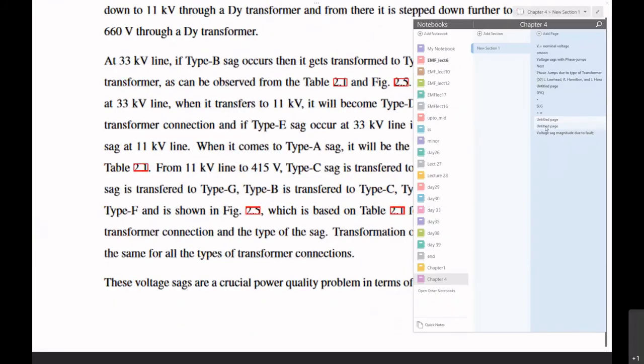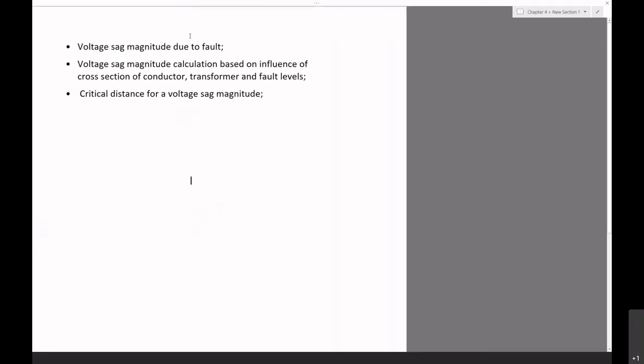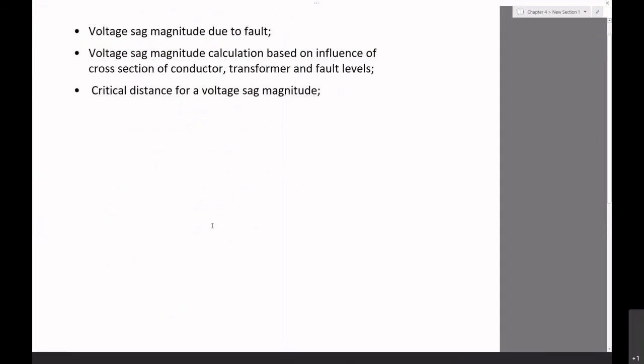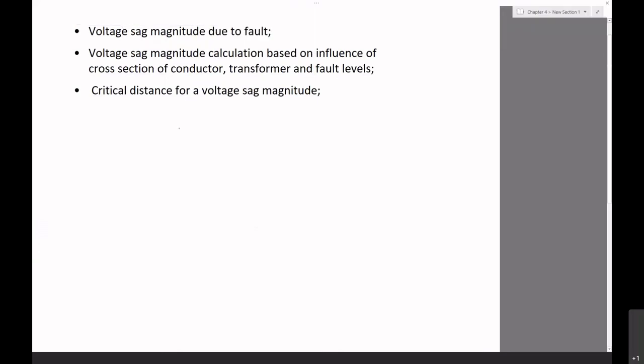In the next class, we'll try to see how the voltage sag magnitude is dependent on the fault location. That's what I was mentioning about the voltage sag equation. When you see the voltage sag equation, this is V sag, or PCC voltage, equal to ZF into L by ZS plus ZF into L.